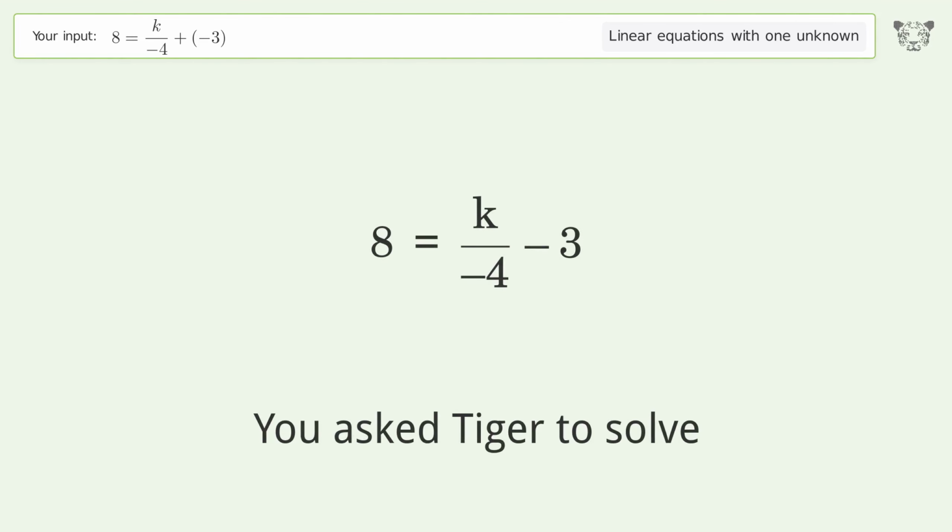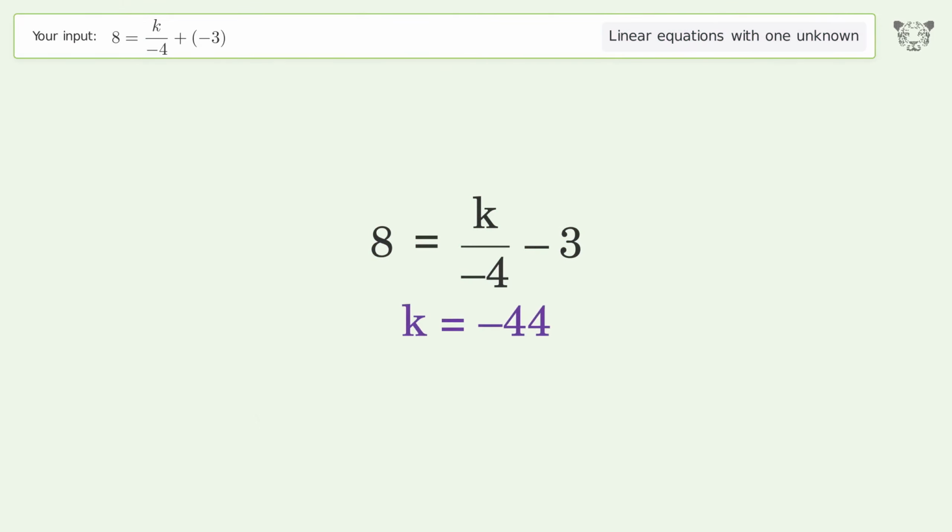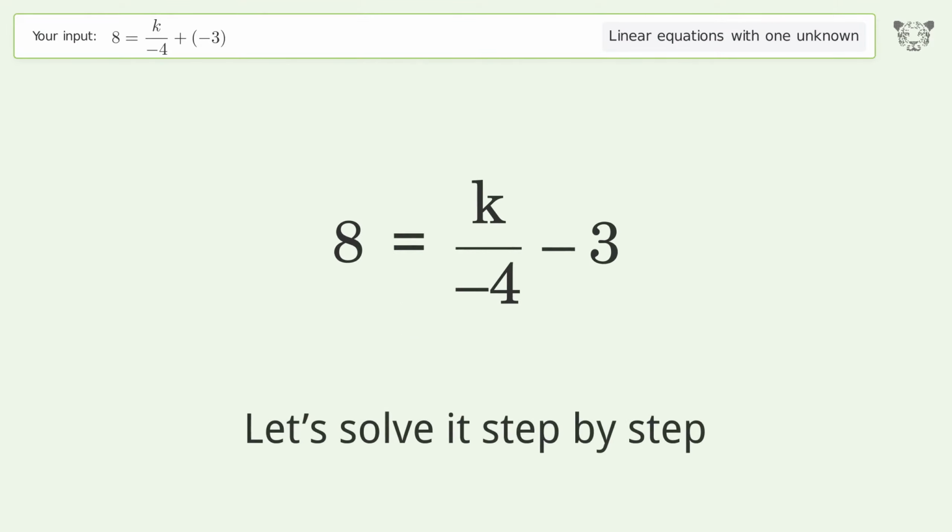You ask Tiger to solve. This deals with linear equations with one unknown. The final result is k equals -44. Let's solve it step by step.